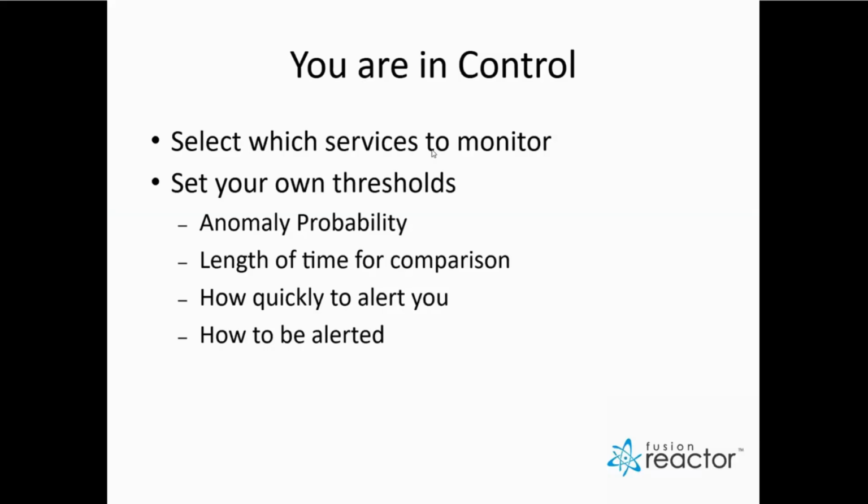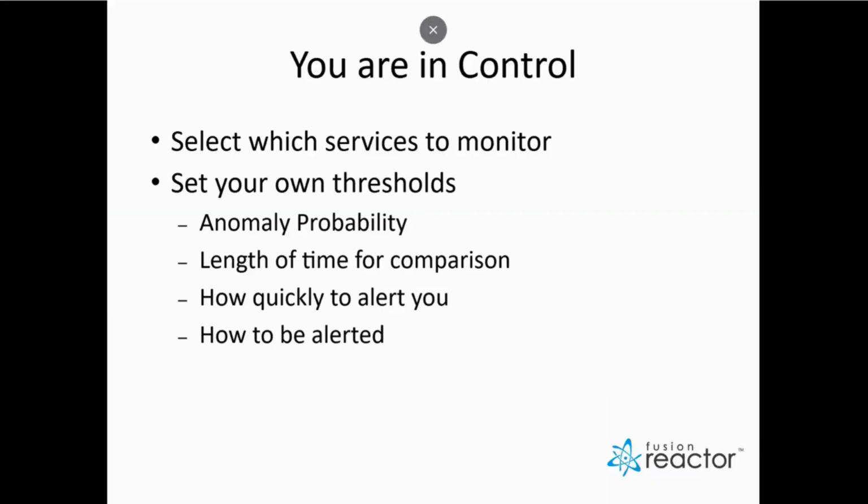Part of that is because you are in control of the way you want to run anomaly detection. First off, select which services it is that you actually want to monitor. There might be some that you know have wide fluctuations or development areas. There's many reasons why you may or may not want to run it on everything. Once you have chosen the services that you actually want to run the AD feature on, you can then set your own thresholds.